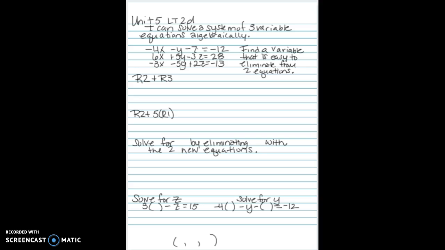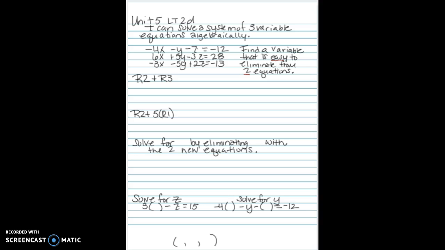So our first equation, negative 4x minus y minus z equals negative 12. Our second equation, 6x plus 5y minus 3z equals 28. Our third equation, negative 3x minus 5y plus 2z equals negative 13. We need to find a variable that is easy to eliminate from two of the equations.